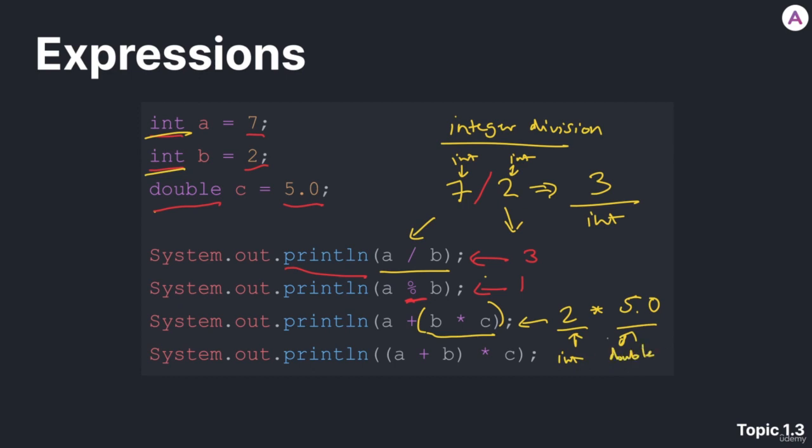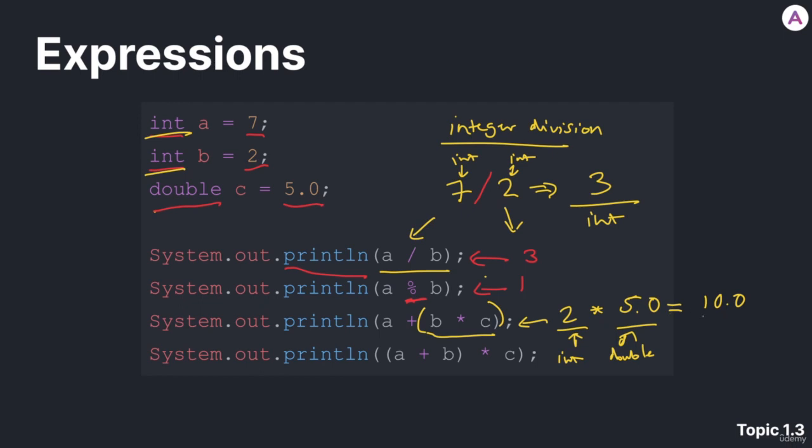Now what does that mean? That means that our answer must be a double. Whenever we multiply an integer by a double, the answer will always be a double. So 2 times 5.0 will result in 10.0. We have to keep this decimal right here because we know that the answer is a double.